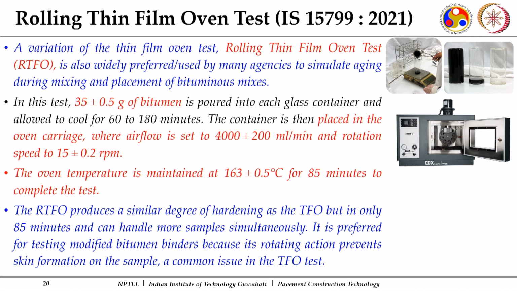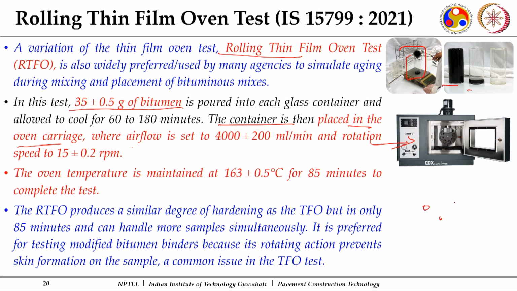There is another modification of this thin film oven test, the rolling thin film oven test. As the word itself says, it is rolling, and nowadays it is more preferred. Again, here we take a standard weight of bitumen. These are the glass crucibles which are there. You can see they are pouring the binder into it, and once the binder is poured, this is rotated so as to have a good dispersion of the binder. Then it is moved to a shelf where these bottles are inserted. The container is then placed in the open oven carriage, where these are going to rotate.